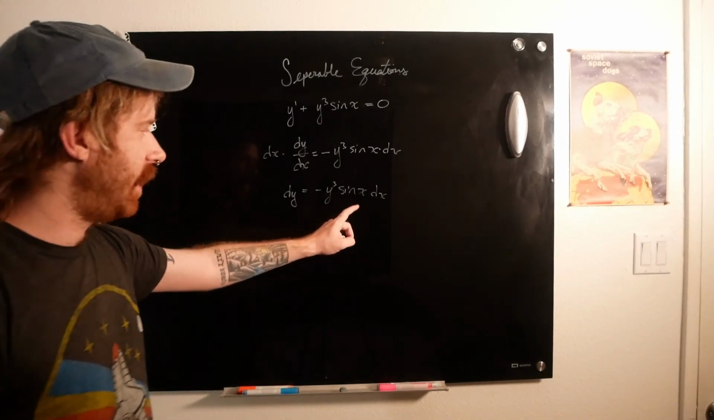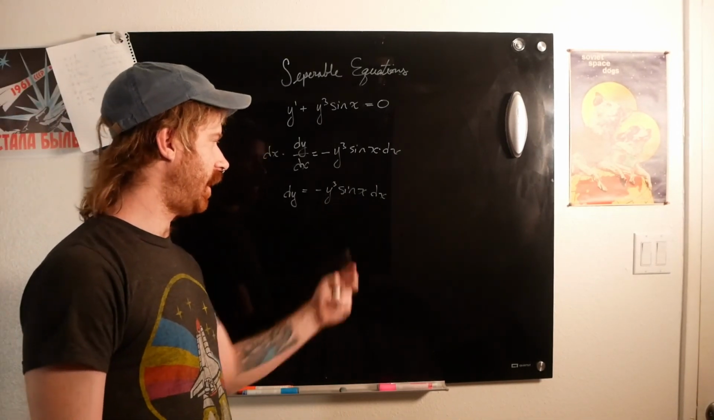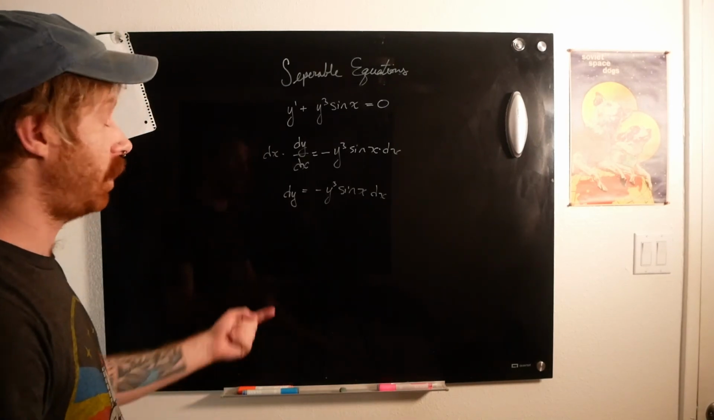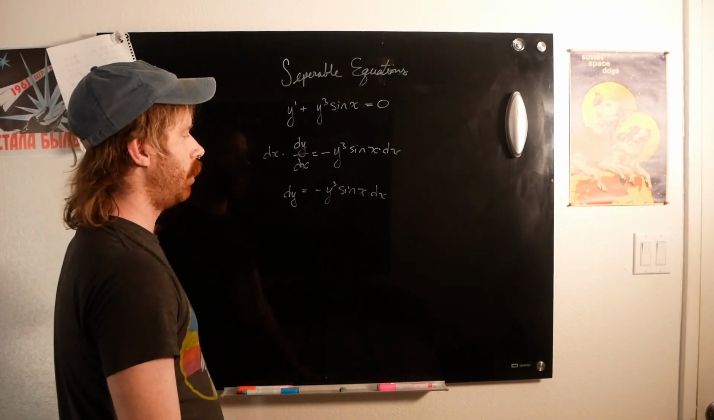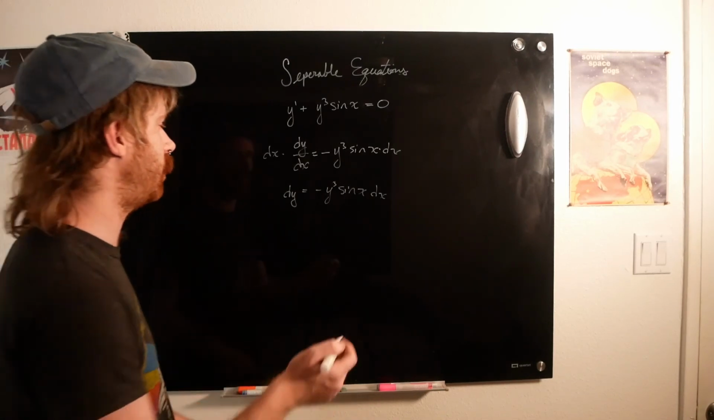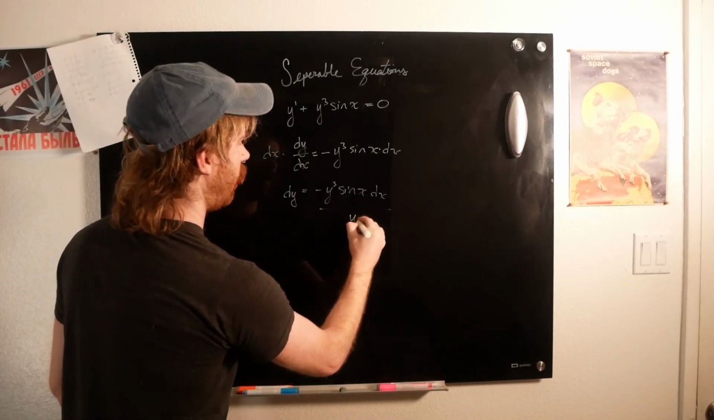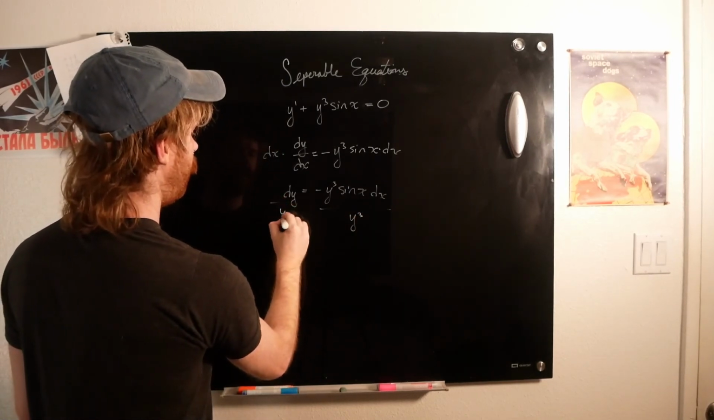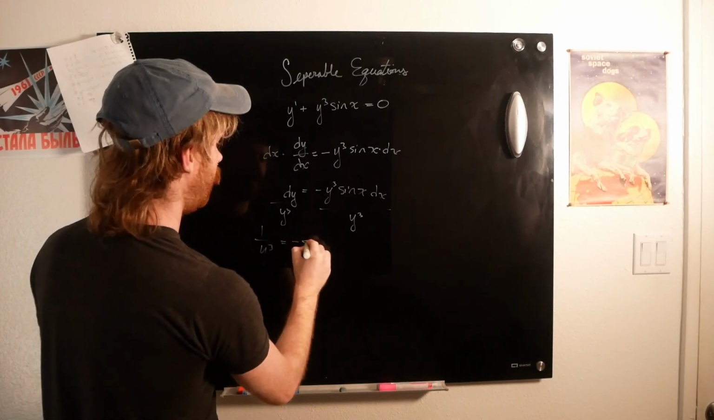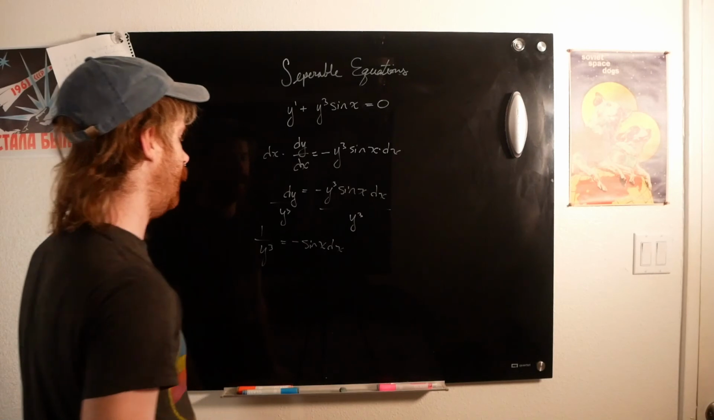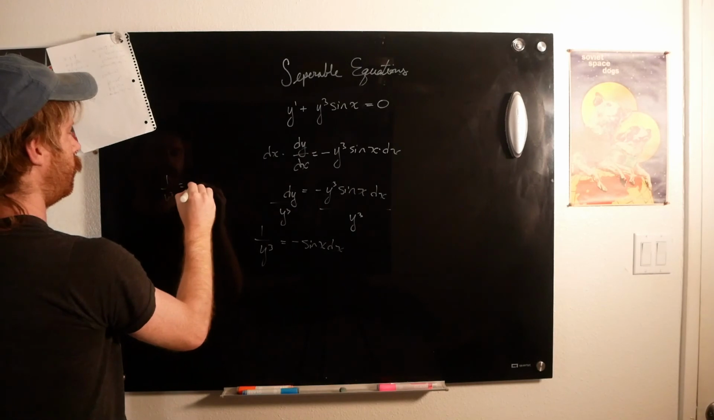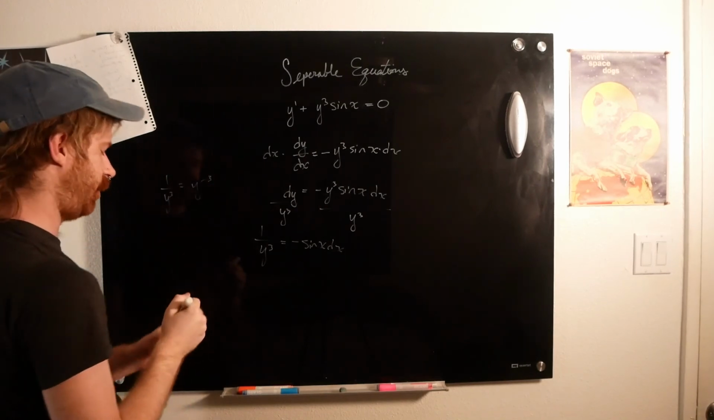Well, we're not ready to integrate yet because we have y and x on the same side. So let's divide each side by y to the third power, which is the same thing as y to the negative third, but I'll just do it like this. So what you actually have is 1 over y cubed equals negative sine x dx. You can write 1 over y cubed as y to the negative third power. That's fine. It doesn't really matter.